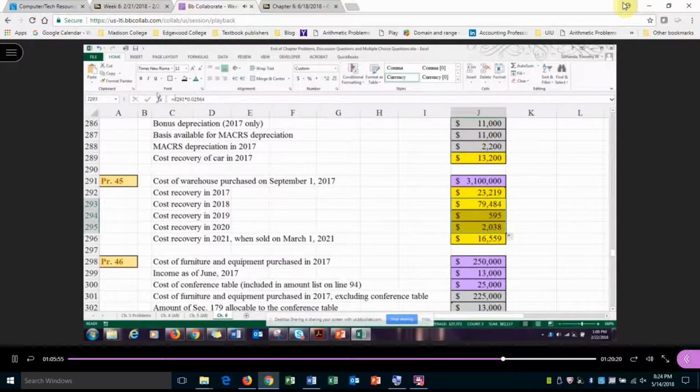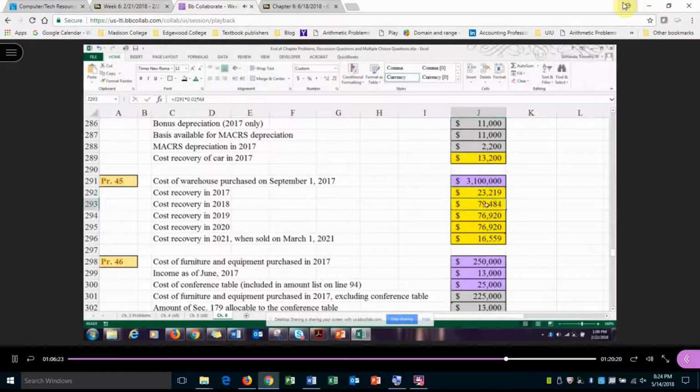Oh, that's not the right way. Let me change this here. Because these values, this 79,484, is depreciation on 3 million. Had I used 3 million here, which I did initially in the problem, then you can see that the depreciation is the same for all years. But I changed it to 3.1 million.